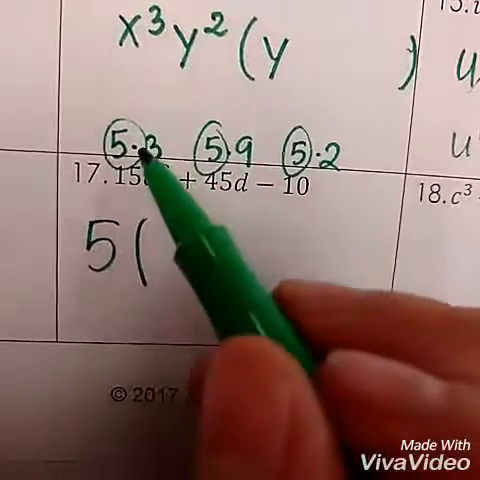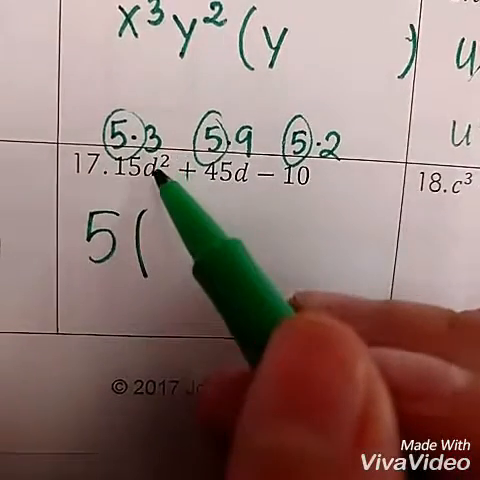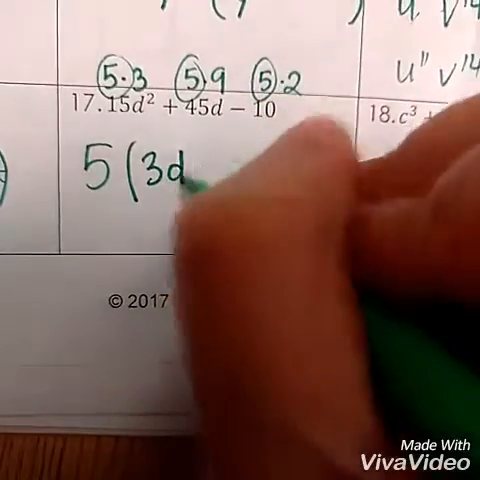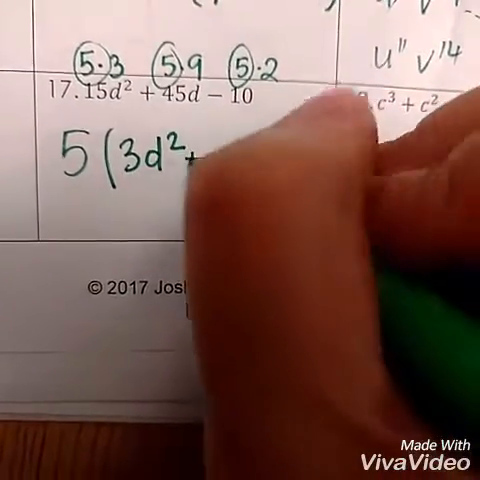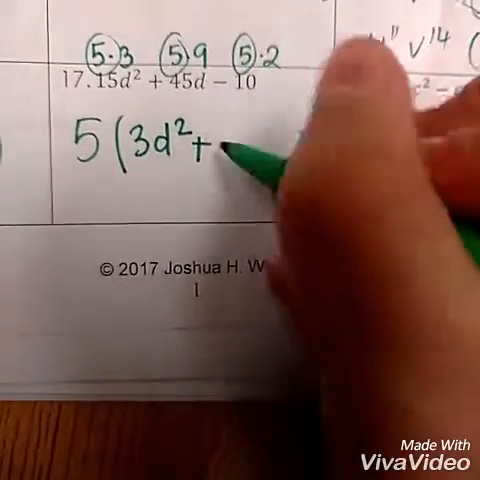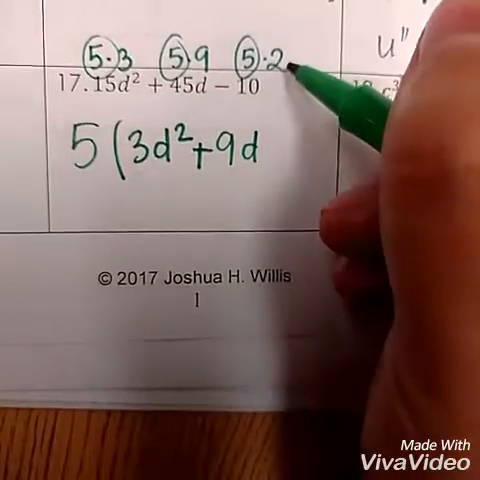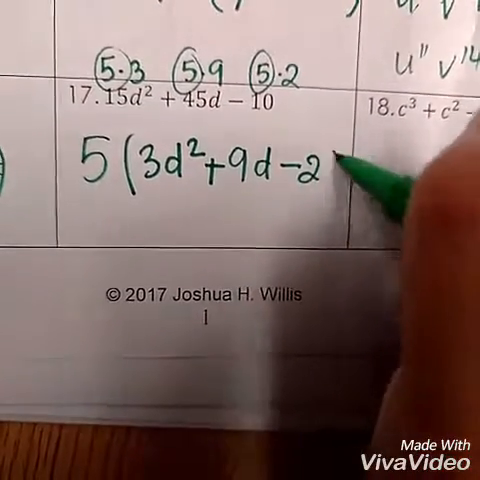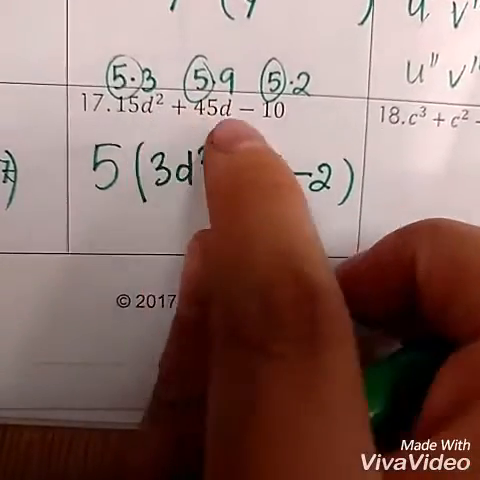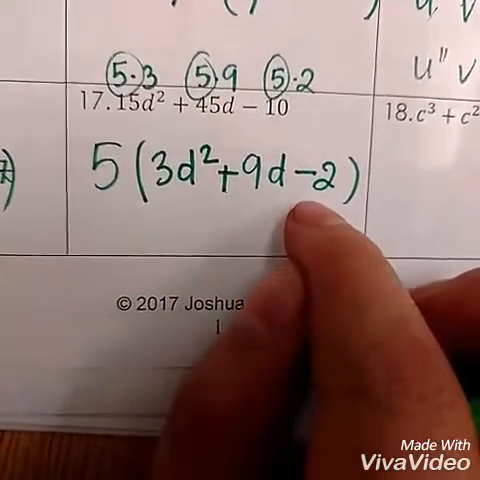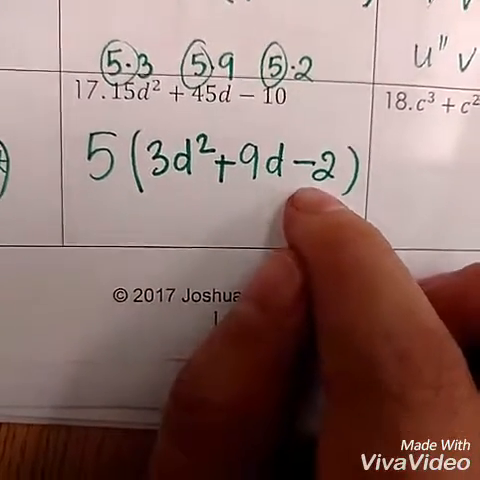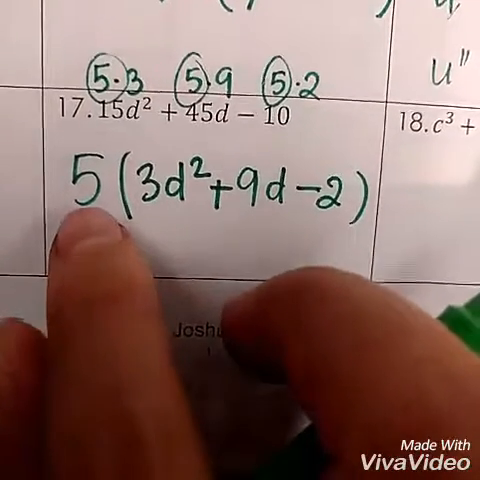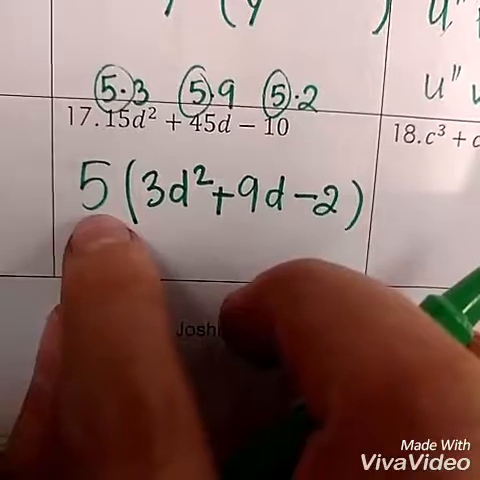So after I took out 5, I'm going to count what's left over. Here I have 3d to the power of 2 plus 9d. And here I have subtract 2. Notice the sign, whatever sign is right here is going to match with your answer. We don't change anything, except we take out whatever they have in common. In this case, it's only the number 5.